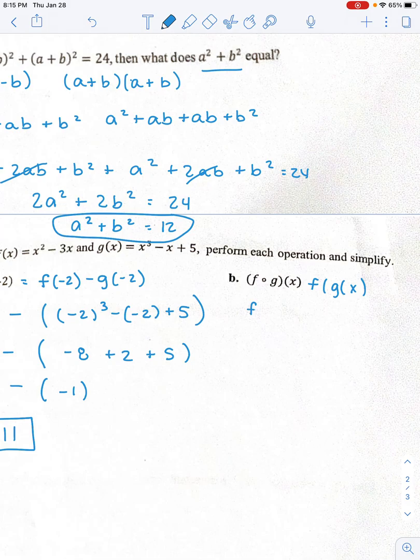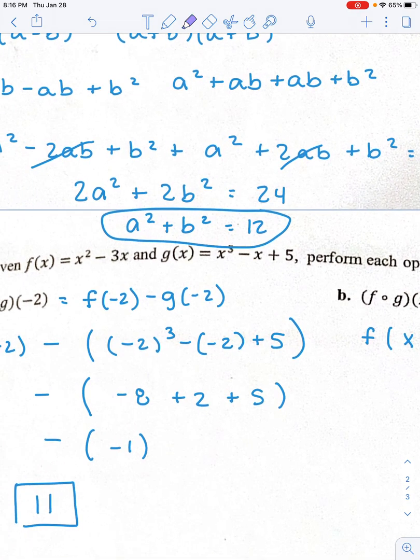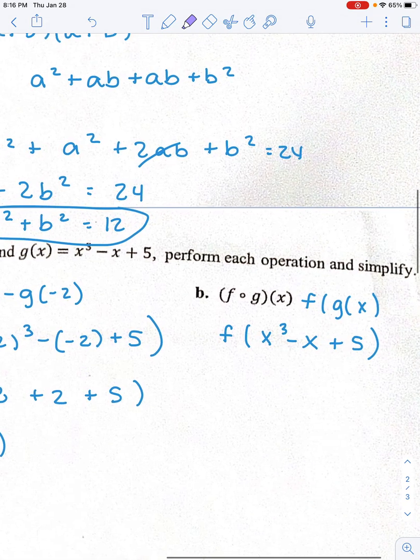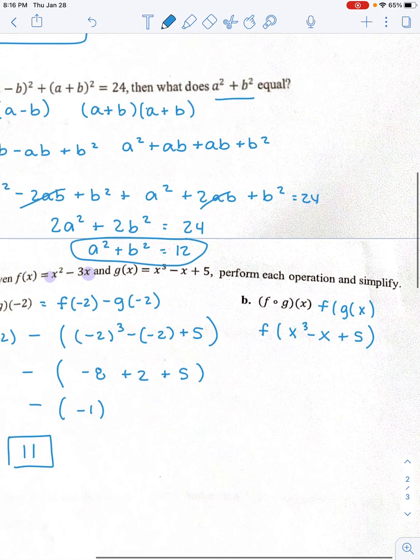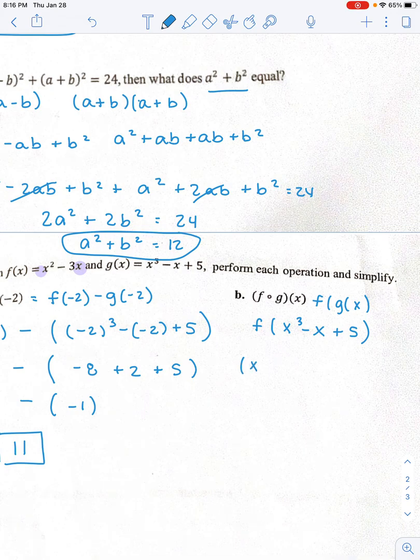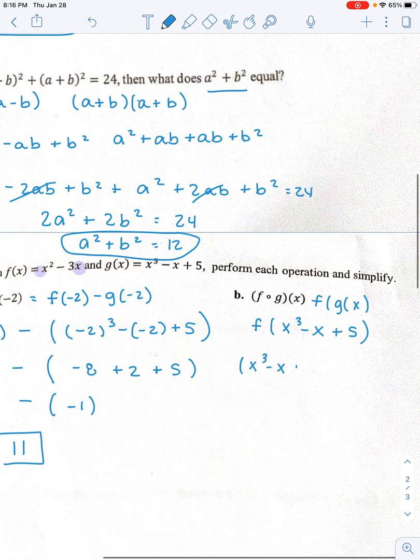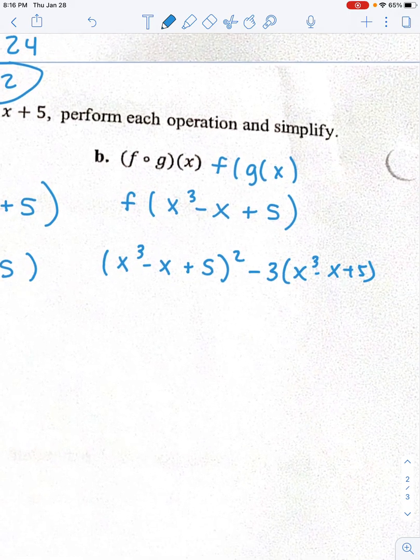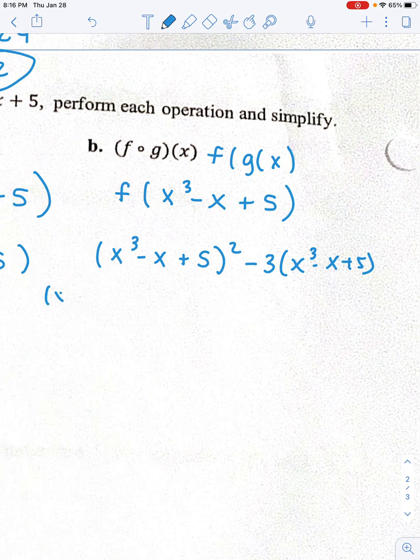This one with the open circle, that is composition, so it's f of g of x, which means f of, and we plug in the g function. And this means for every single x you see in f of x, so for this x and this x, you're going to be plugging in that function there. So I've got x cubed minus x plus 5 squared minus 3 times x cubed minus x plus 5. We're going to attempt this problem.